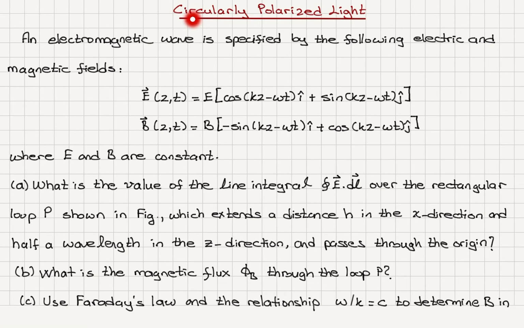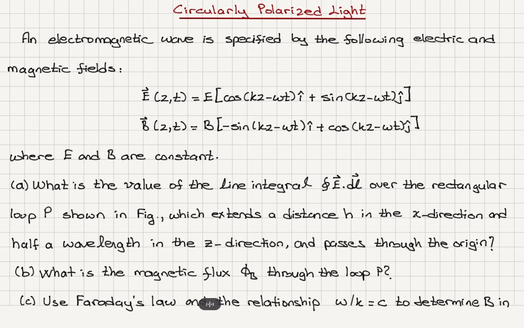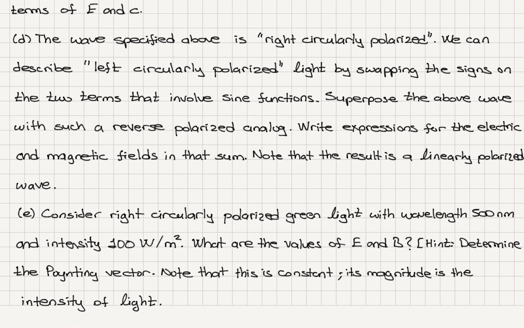Continuing our discussion of the circularly polarized light, in part A we have calculated the closed path integral E dot dl, in part B the magnetic flux through this loop. Now in part C, use Faraday's law and the relationship omega over k is equal to c to determine B in terms of E and c.